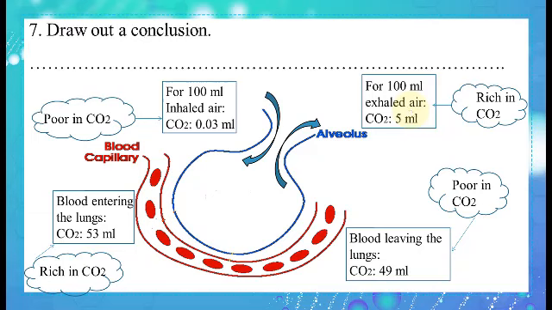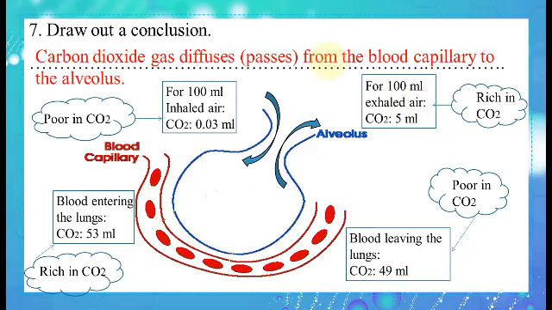Draw out a conclusion. So the carbon dioxide gas diffuses or passes from the blood capillary to the alveolus. Now draw an arrow to represent the direction of movement of carbon dioxide gas. This is the arrow. It shows that the carbon dioxide gas diffuses or passes from the blood capillary to the alveolus.